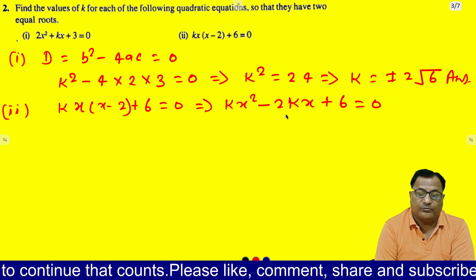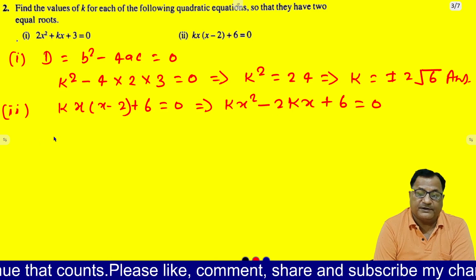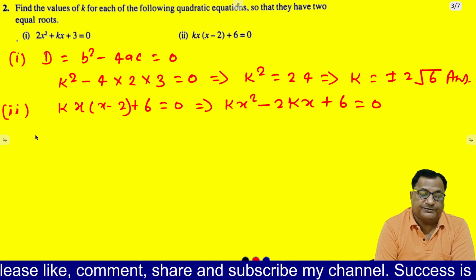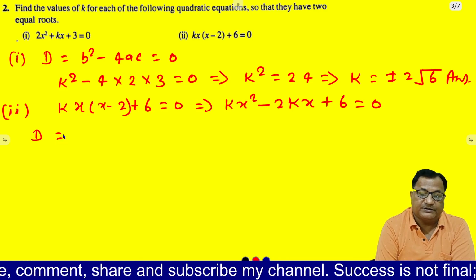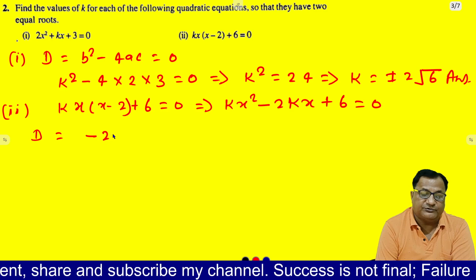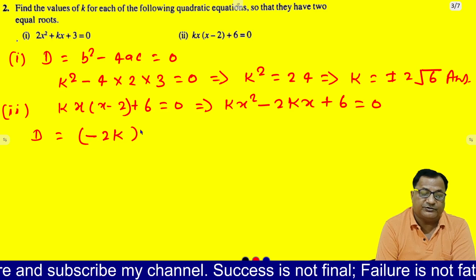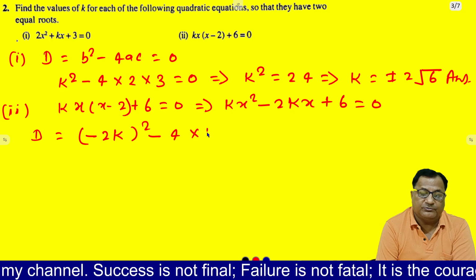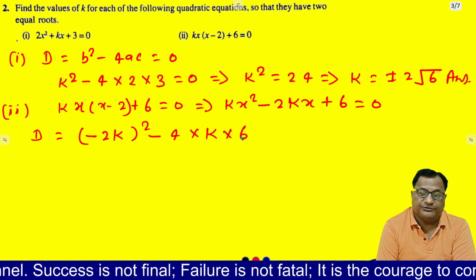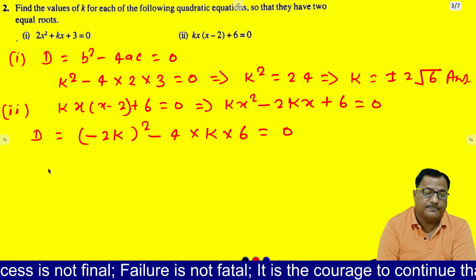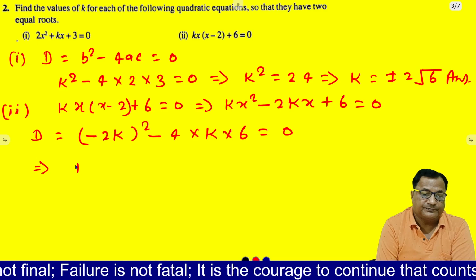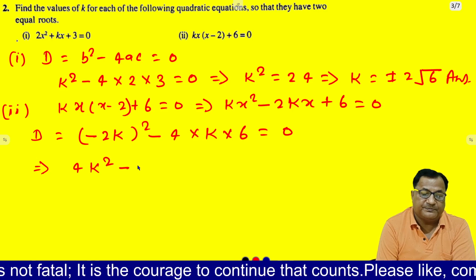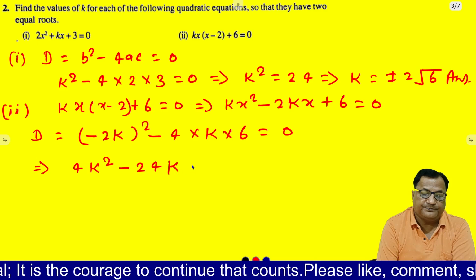Now we will find the discriminant D. So here b is minus 2k, b square minus 4 into k into c, which is 6. This should be 0. So 4k square minus 24k is equal to 0.